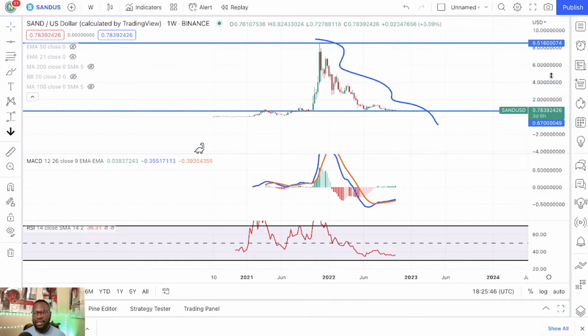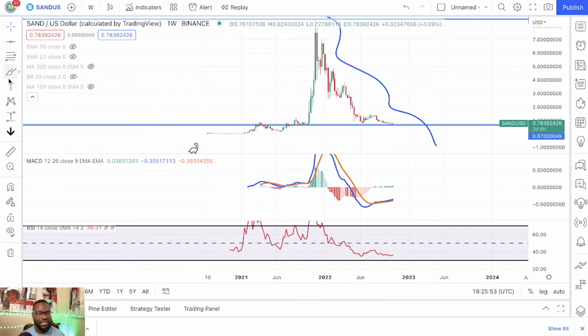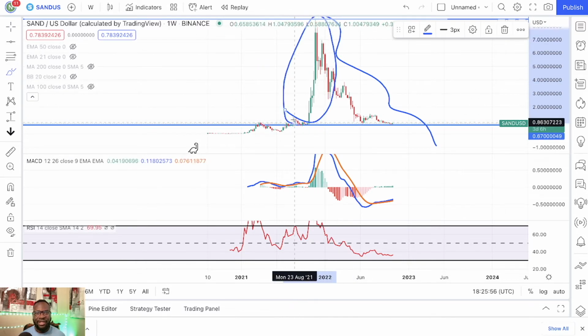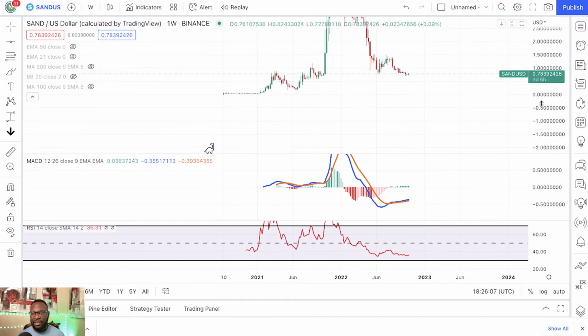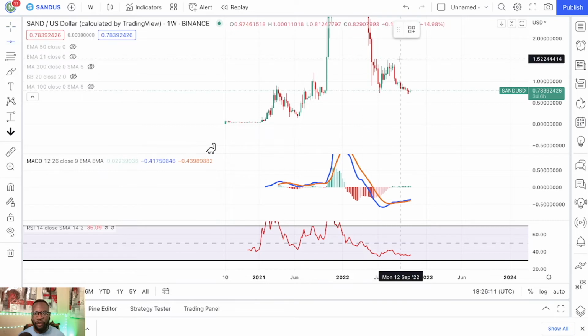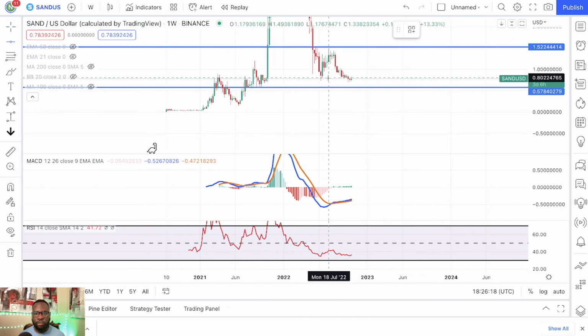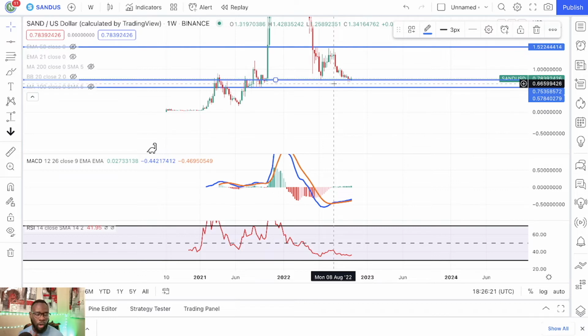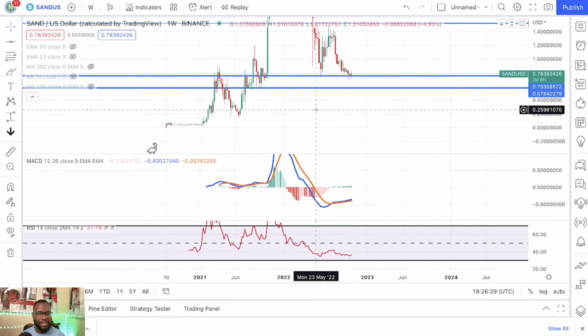Talk about unsustainable rallies. Something like this, a straight line like this, you have to take profits, guys. You have to take profits. So, Sandbox, just looking at the weekly time, if you are bullish on this project, let me show you something. Personally, I am interested in this project. It's not on my shopping list, but I am interested in Sandbox.